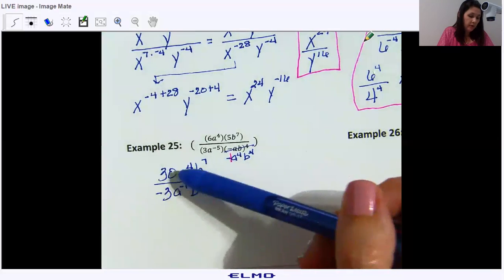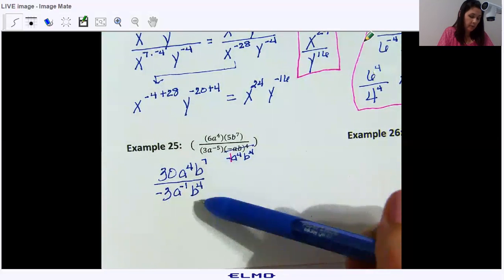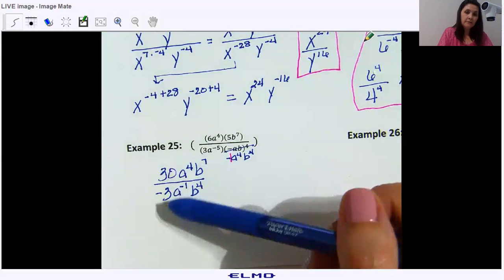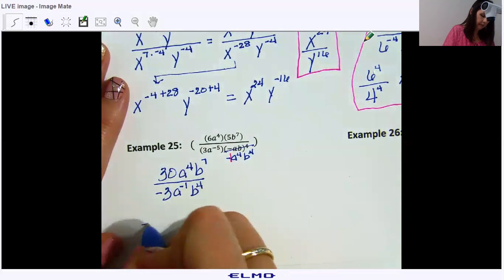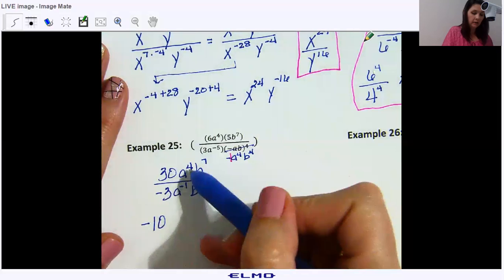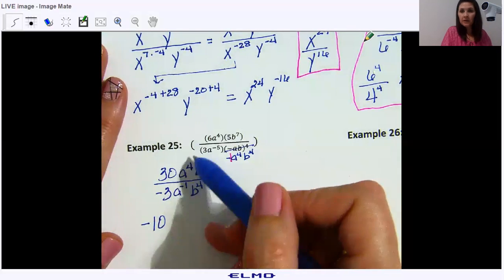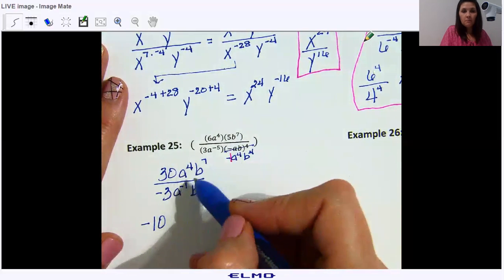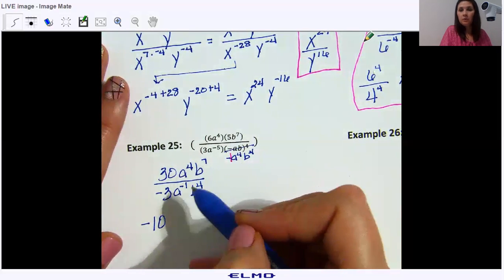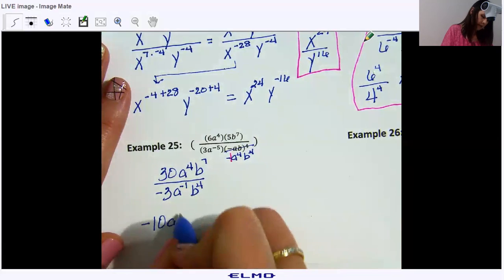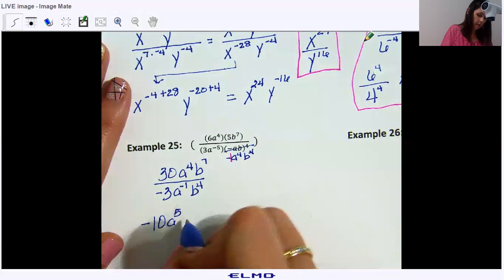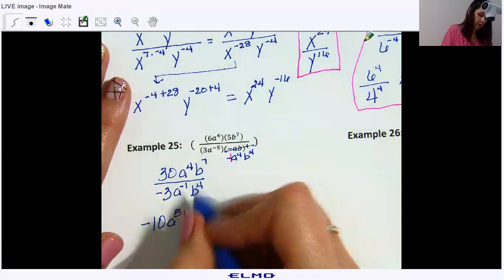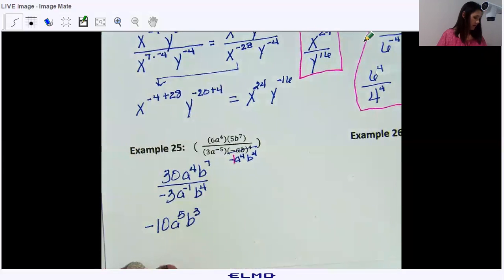So now I can simplify my coefficients and simplify my variables. So 30 divided by -3 is a -10. A to the 4th, now that we're dividing, we're going to be subtracting our exponents. So 4 minus a -1 is the same as 4 plus 1. So we have a to the 5th, and then b to the 7 minus 4 is 3. And so this is our final answer right here.